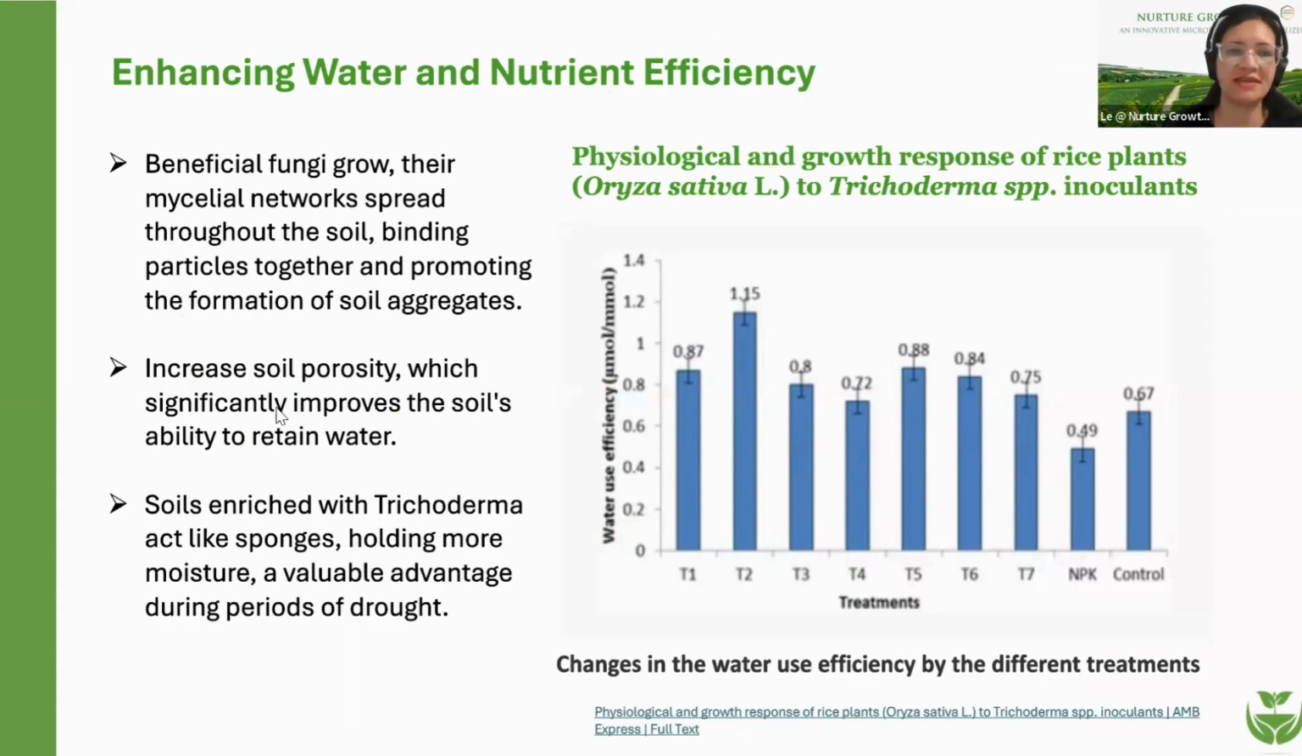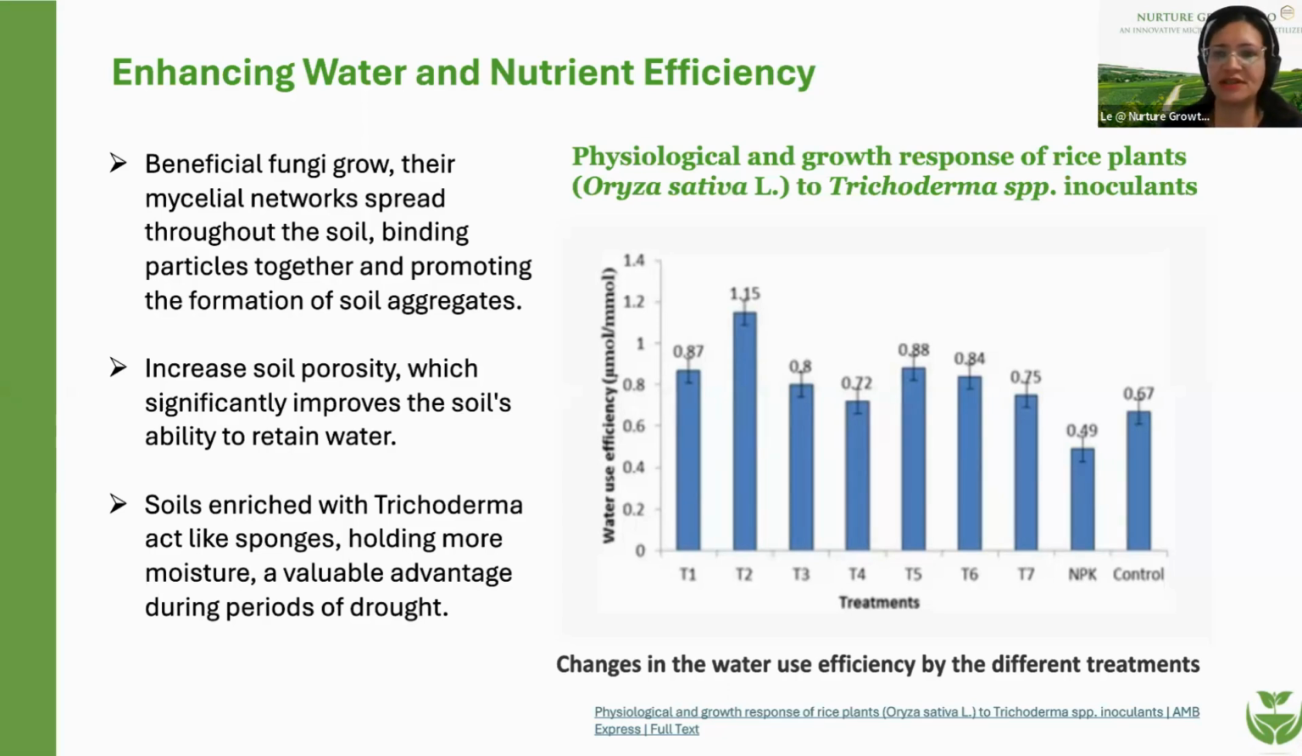So this fungus is a fast-growing fungus and it spreads its mycelium throughout the soil and binds the particles together, which is helpful in the formation of soil aggregates. By making these soil aggregates, it is also helpful in increasing the soil porosity and improves the soil water retaining capacity. So the soil which is enriched in Trichoderma acts like a sponge, holding more moisture, and it's an advantage in drought type of conditions. So this is an example in the picture.